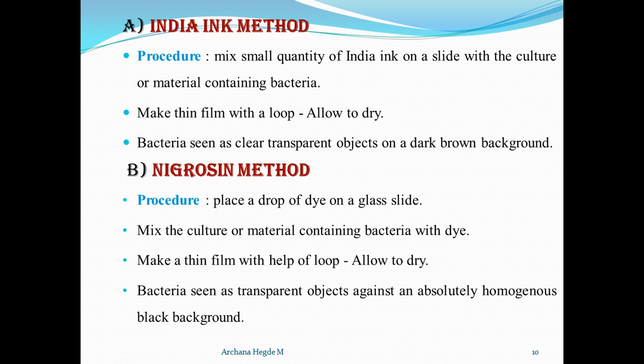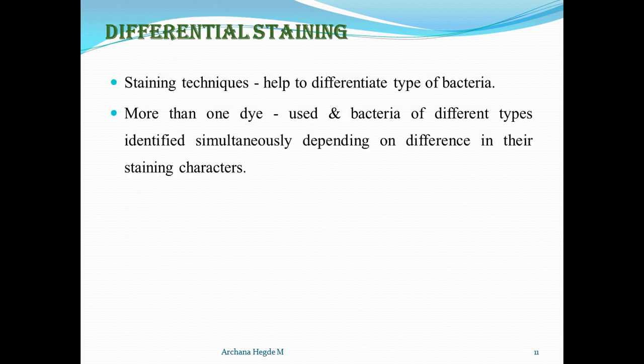Coming to the nigrosin method, place a drop of dye on a glass slide and mix the culture or material containing bacteria with the dye. Make a thin film with the help of a loop and allow it to dry. Bacteria appear as transparent objects against an absolutely homogeneous black background. This method is also used for seeing capsulated or non-capsulated bacteria. The capsule is a type of mucus layer which surrounds the bacteria which are capsulated. So the capsules can be seen around the circumference of the bacteria.